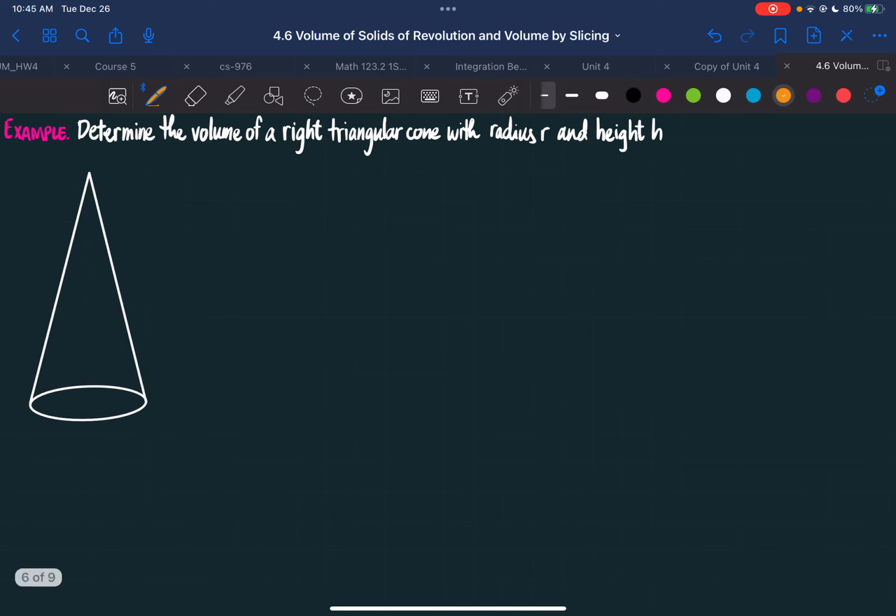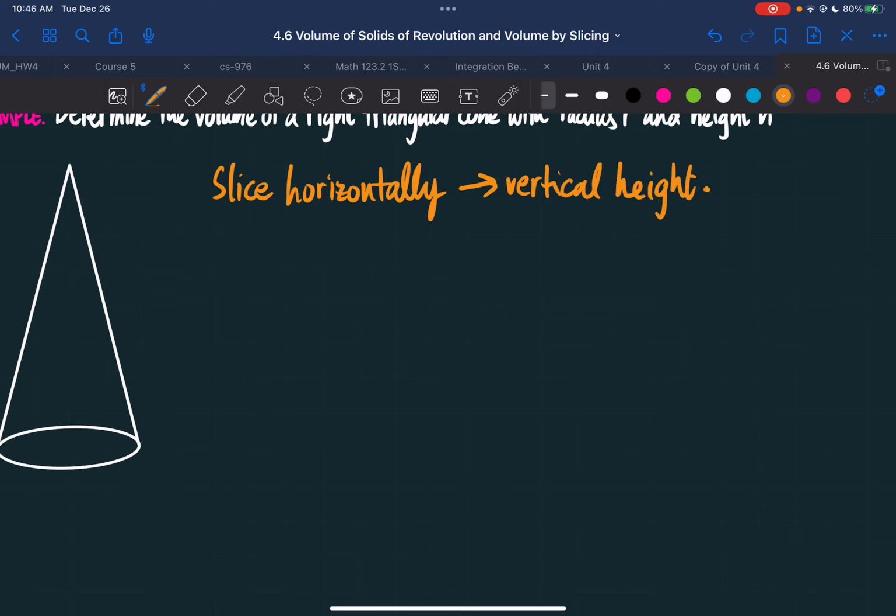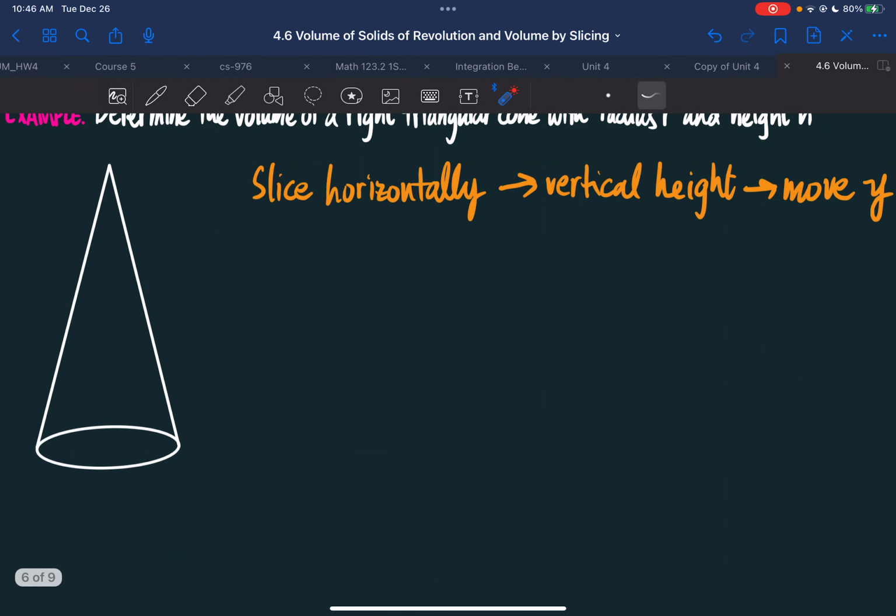So what we'll do here is slice horizontally, and slicing horizontally, that means that we have a vertical height, and vertical height, that means that we are moving through values of y. Let's start with the very simple slice that we know right now. This one right here.